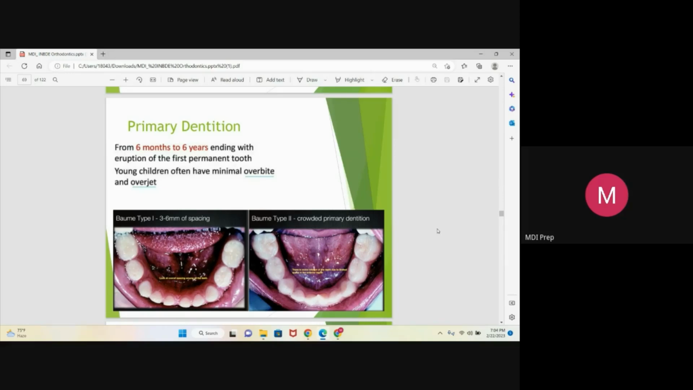So again, we have our first molar typically erupt around 6 months of age. And then at around 6 years of age, we can see our first permanent tooth come into the mouth. So this is the general timeline of our primary dentition.